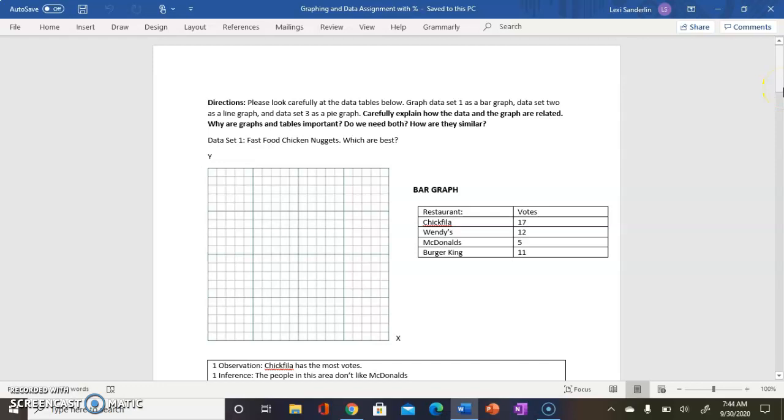Please look carefully at the data tables below. Graph the data set 1 as a bar graph, data set 2 as a line graph, data set 3 as a pie graph. Carefully explain how the data and the graph are related. Why are graphs and tables important? Do we need both? How are they similar?